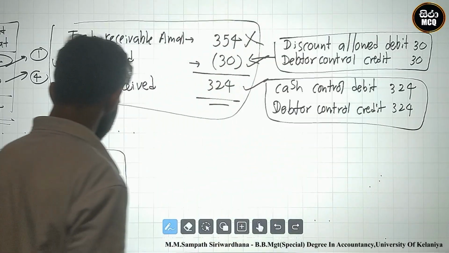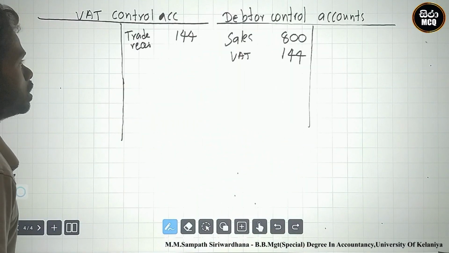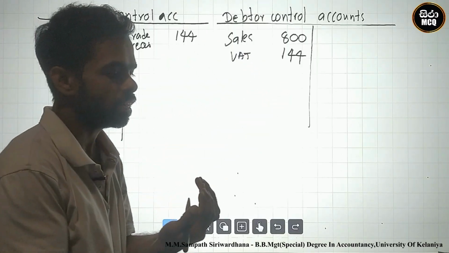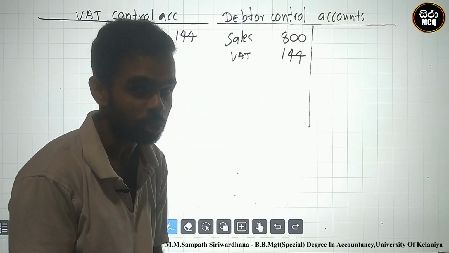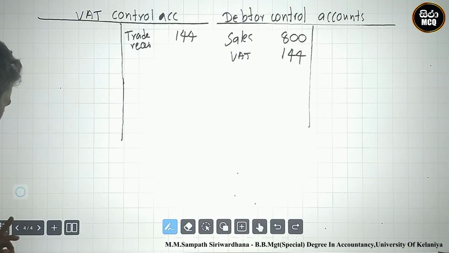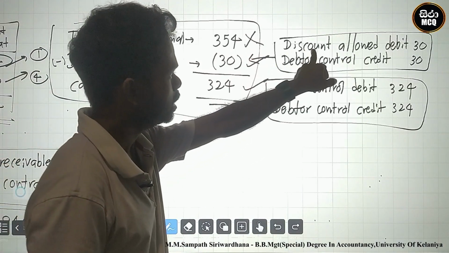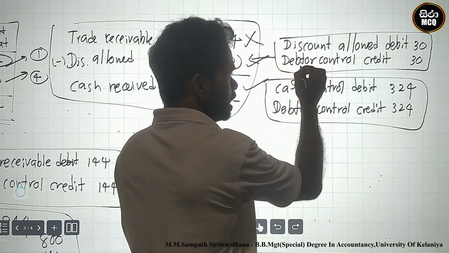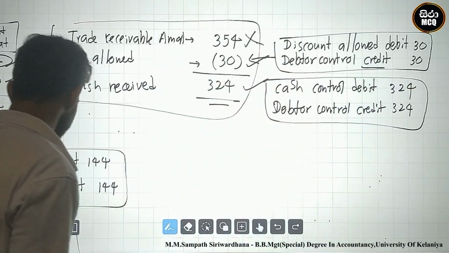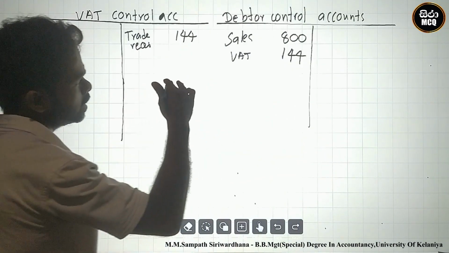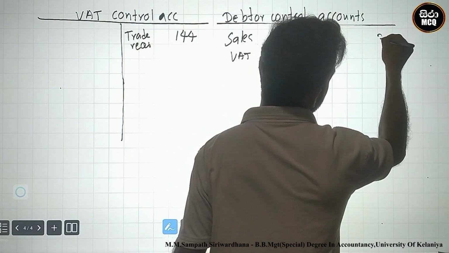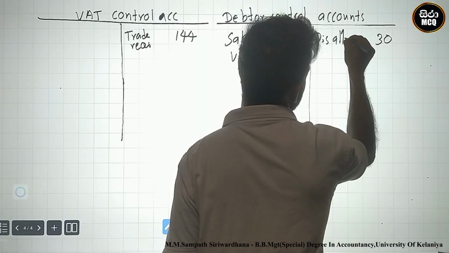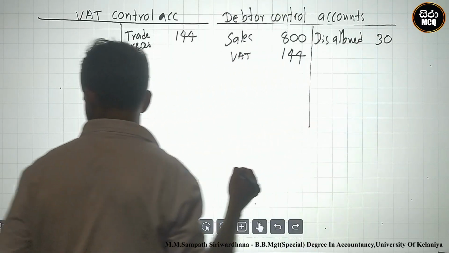Discount allowed debit, we only focus on this amount, the VAT control account and the debtor control account. We only identify the debtor control and VAT control accounts. Look here, there is an entry: discount allowed debit, debtor control credit 30, discount allowed, again. Look here.